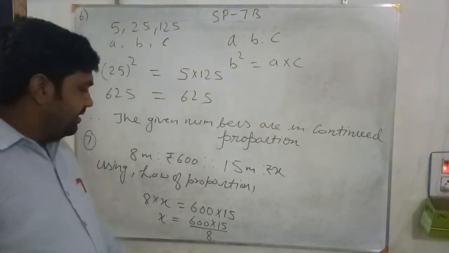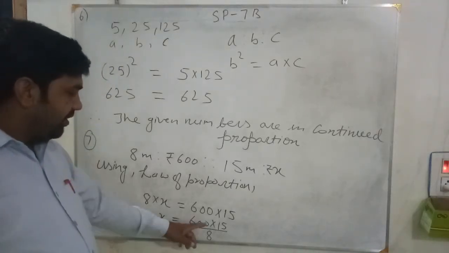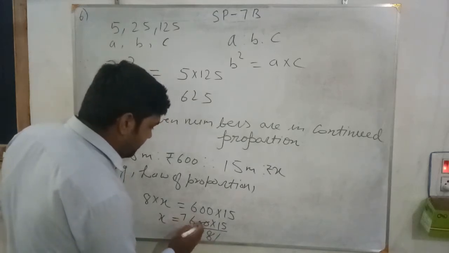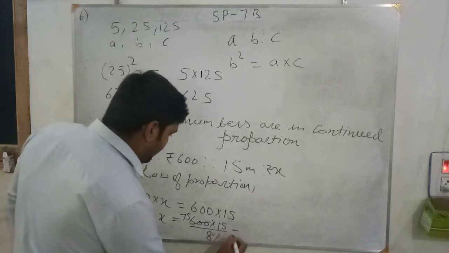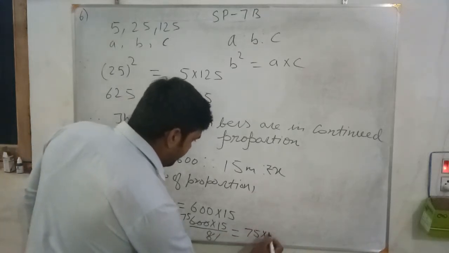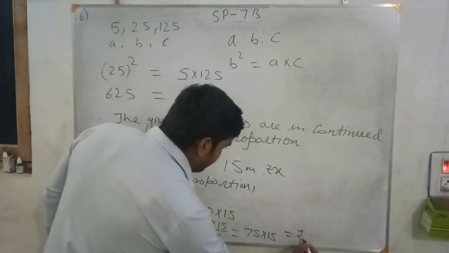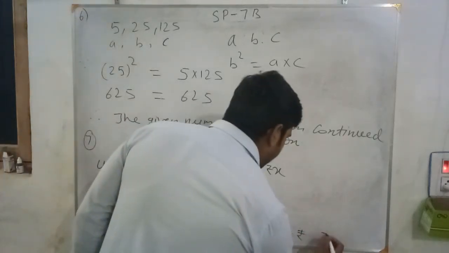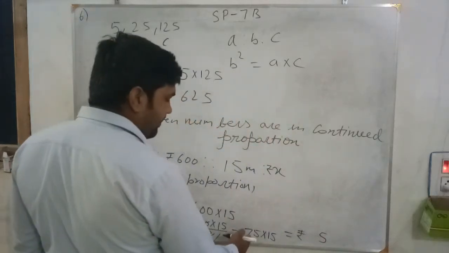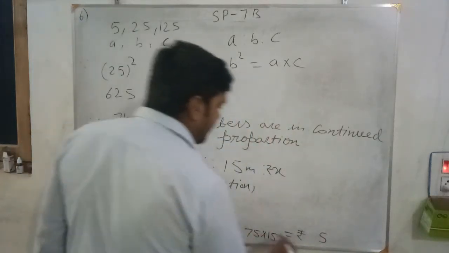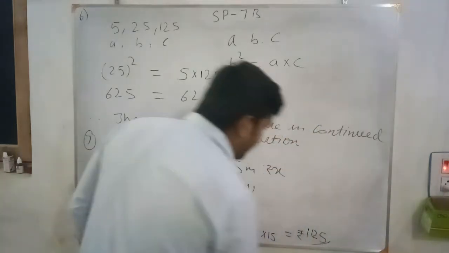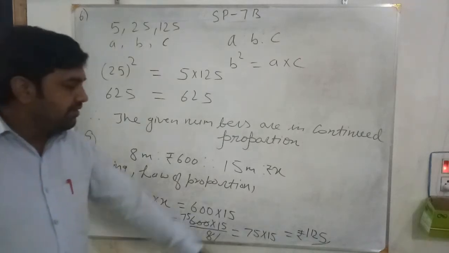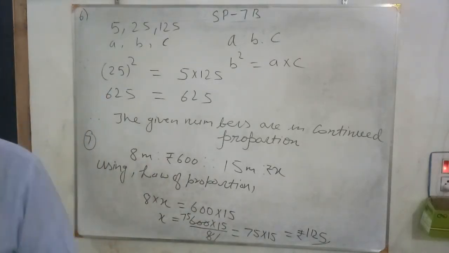Now divide this 600 by 8, see it will cancel or not. 8 7 is 56, 40, 8 5 is 40. That will be cancelled. So what we got? 75 into 15. When you multiply 15 in 75, 15 5 is 75, 5 carry 7, and 15 7 is 105, 105 plus 7 is 112. So 1125 rupees. The cost of 15 meter cloth is 1125 rupees. Like this we will solve.